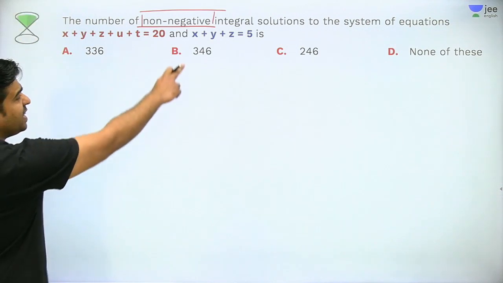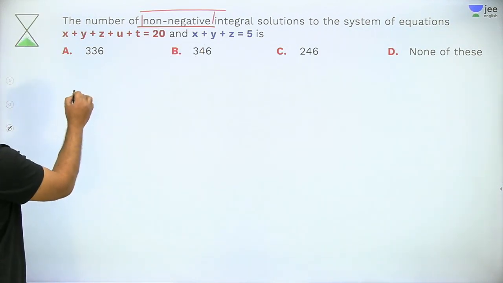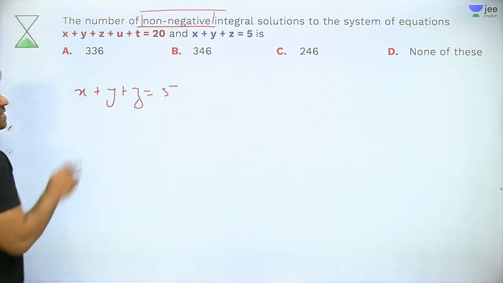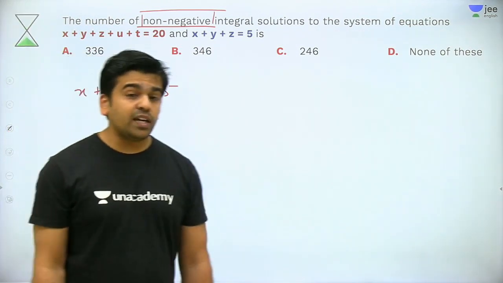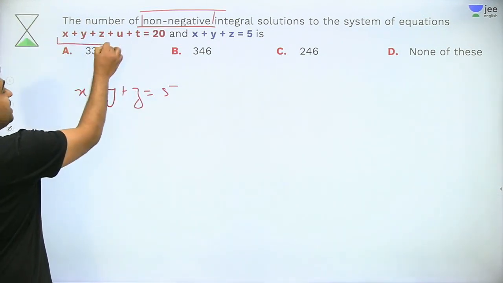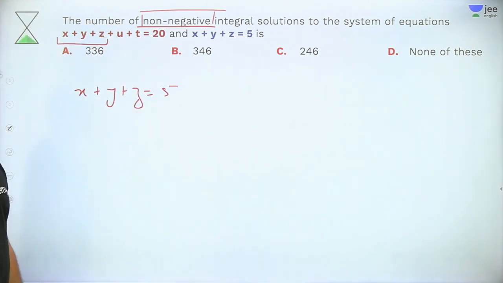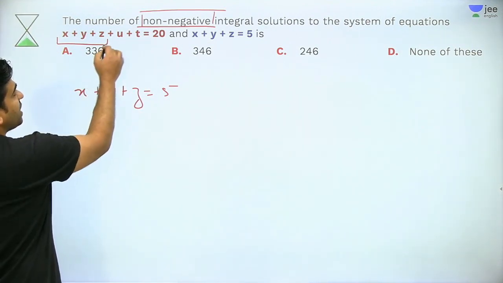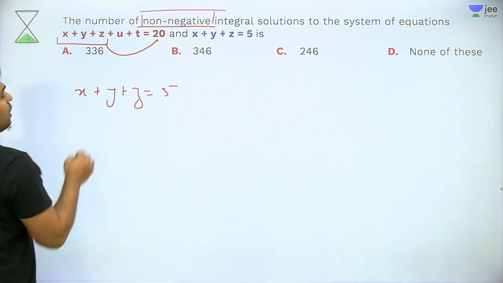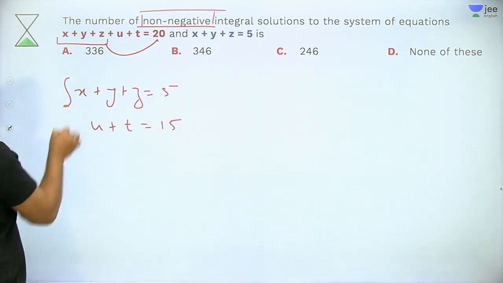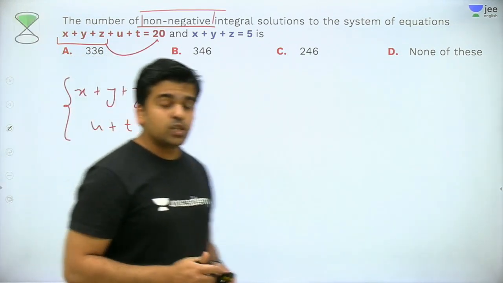Now the second equation is very easy. Here we can see that x plus y plus z has to be equal to 5. But since x plus y plus z has to be equal to 5 and we need to solve this simultaneously, I can actually replace this entire entity with 5 in the first equation. If I change that, what will I get? I will get a very simple equation. I can just take this 5 on the right hand side and I will be left with just u plus t is equal to 15. So these are the actual equations that we want to solve in this particular question.